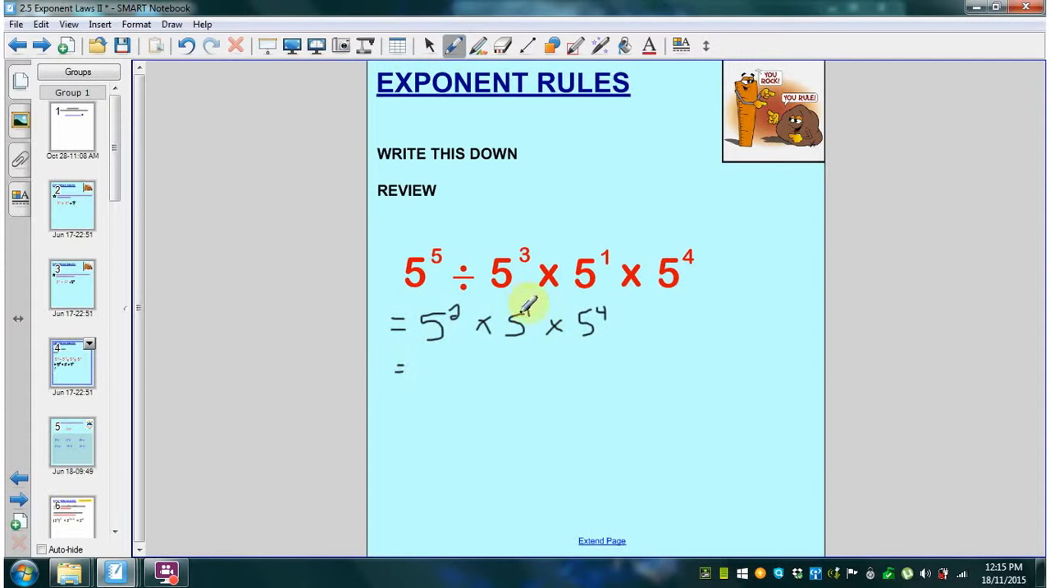Okay, I'm just going to look at these two again. Same base, multiplying this time, so we add our exponents. So 5 to the power of 2 plus 1 is 3. And then we carry everything else down that we didn't touch, 5 to the 4. We have the same base, a base of 5. We're multiplying, so we add our exponents. 3 plus 4 is 5 to the 7.